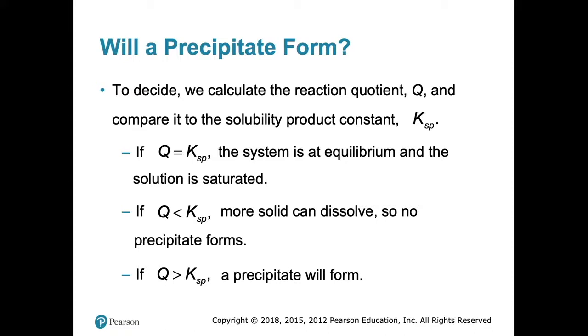Q equals Ksp means you have a saturated solution. The system is at equilibrium, and that is true of Q equals Ksp, Q equals Kp, Q equals Kc, Q equals Ka, and Q equals Kb. But for this specific solution equilibrium, it also means the solution is saturated. If Q is less than Ksp, you have an unsaturated solution, so you can dissolve more stuff and no precipitate forms. If Q is greater than Ksp, you've reached the saturation point and precipitate will form. You cannot dissolve anything else.